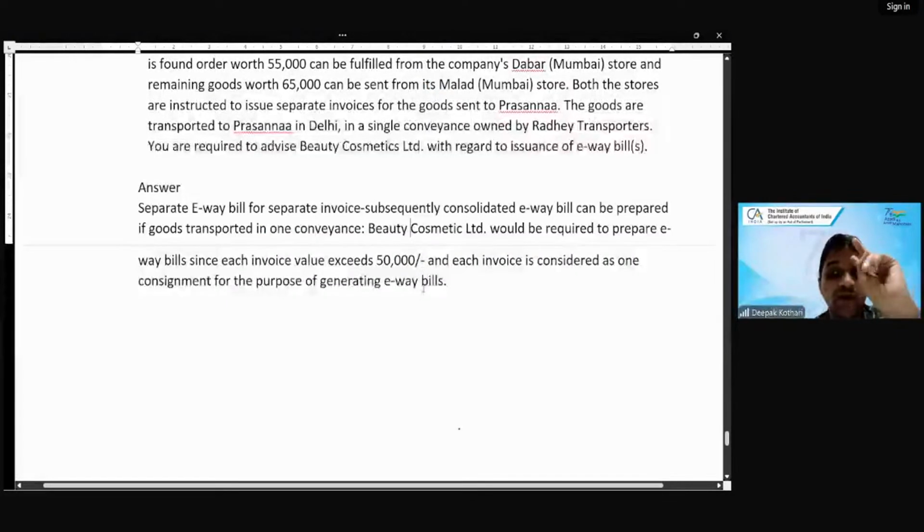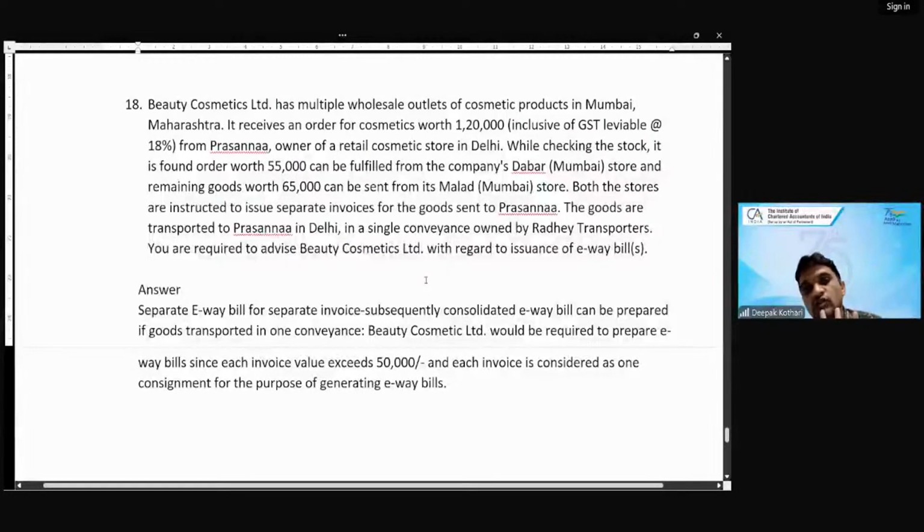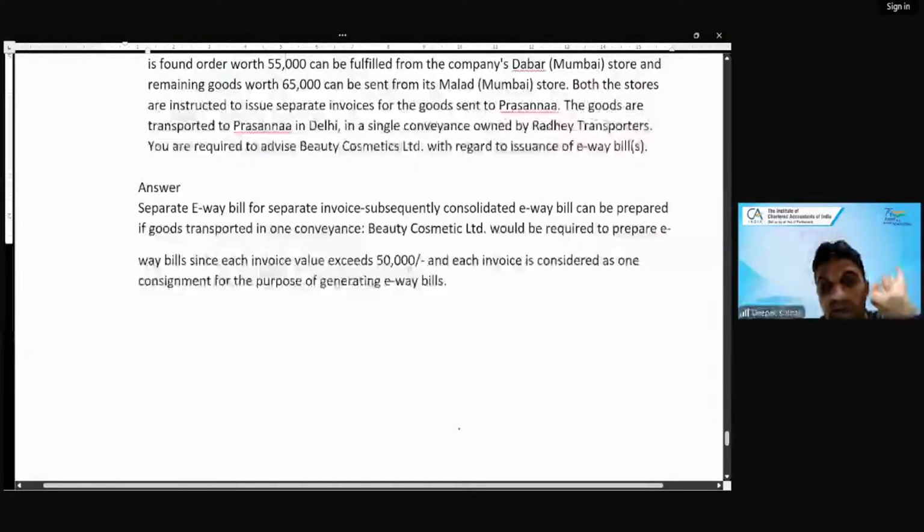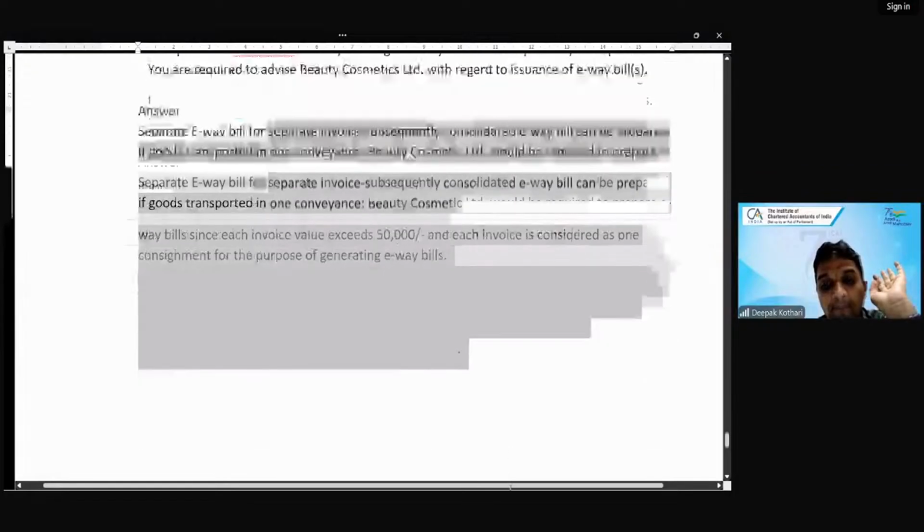So, Beauty Cosmetic would be required to prepare two e-way bills, because they are supplying from two separate stores. So a separate e-way bill is required, and each consignment exceeds 50,000 rupees. So for each invoice, they have to raise a separate e-way bill. Okay.